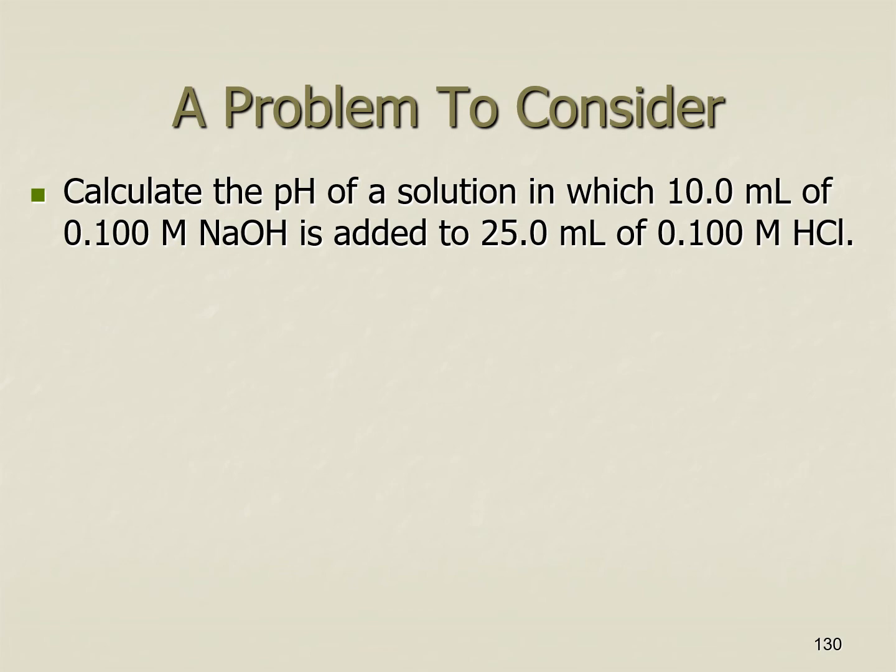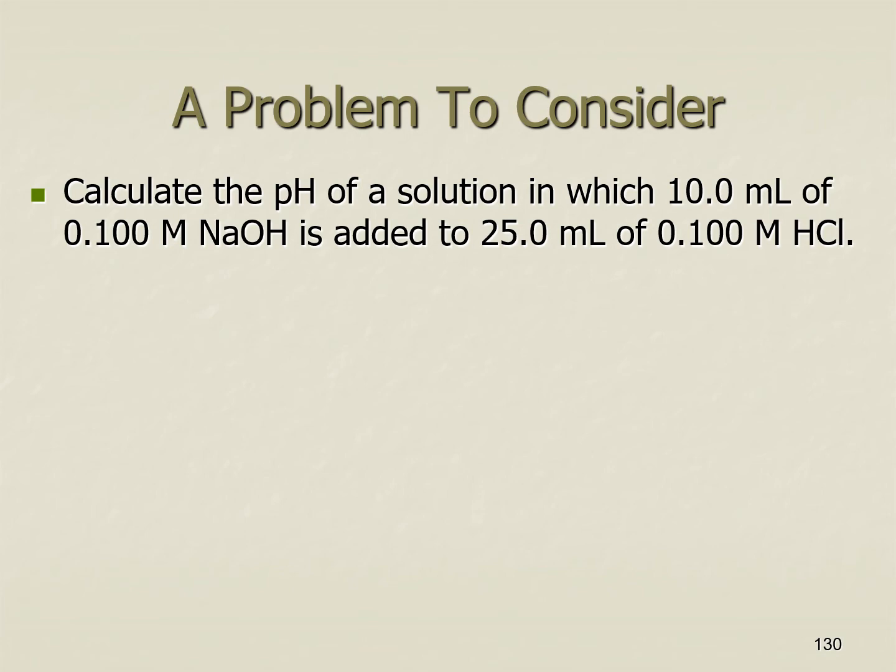All right, so I just want to go through how you would figure out what the pH will be at a certain point on a pH titration curve. And this is one type of problem that you will need to be able to do. So let's calculate the pH of a solution in which 10 milliliters of a 0.1 molar NaOH solution is added to 25 milliliters of a 0.1 molar HCl solution.